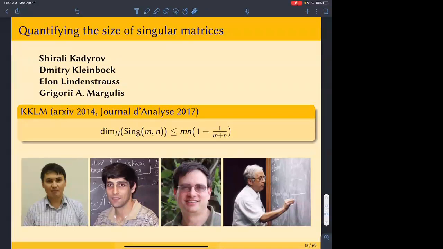Okay, so what did KKLM do? They proved that in the general case for matrices, not just long, skinny matrices or short, flat, long ones, so instead of vectors or forms, if you just look at an arbitrary matrix, they could prove that this Hausdorff dimension was bounded above by this quantity.